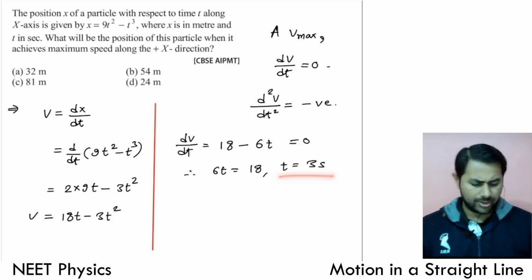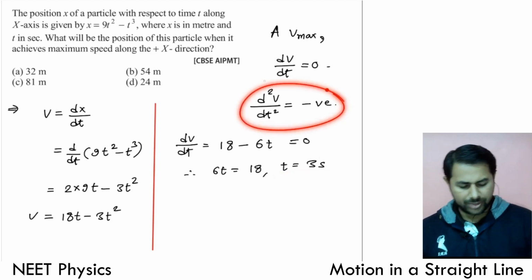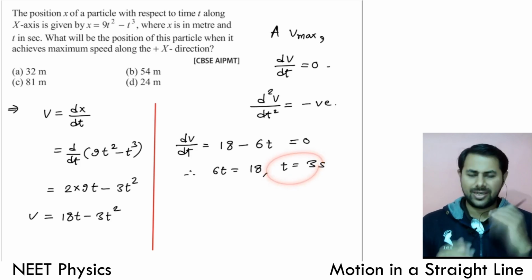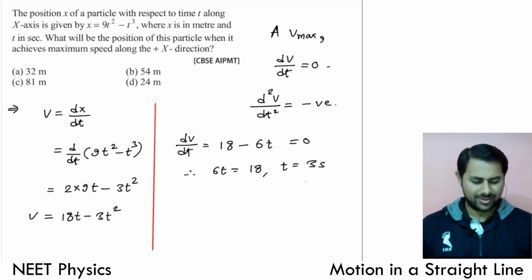But then you got only one value, so you don't need to check the double derivative, right? Because you got only one value. If you got two values, then you need to check the double derivative. Mostly we will not get two values. Mostly I am saying, there can be an exception. Mostly we'll just get one value where derivative would be equal to 0 in NEET.